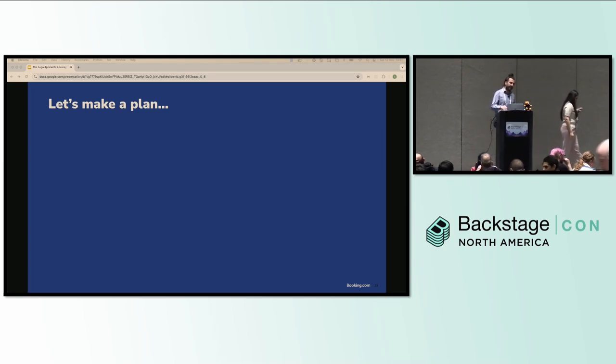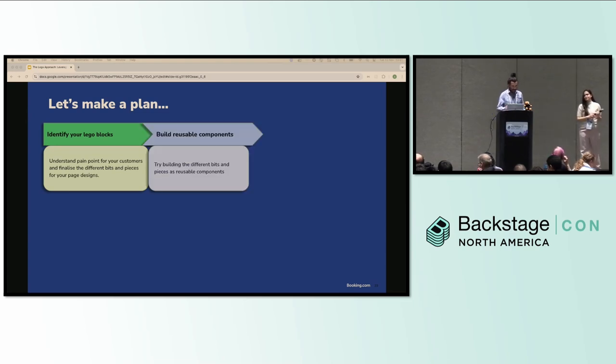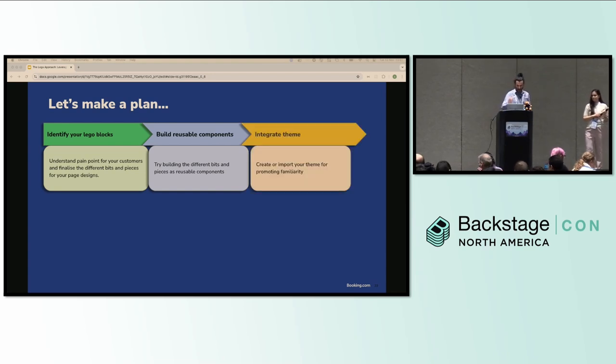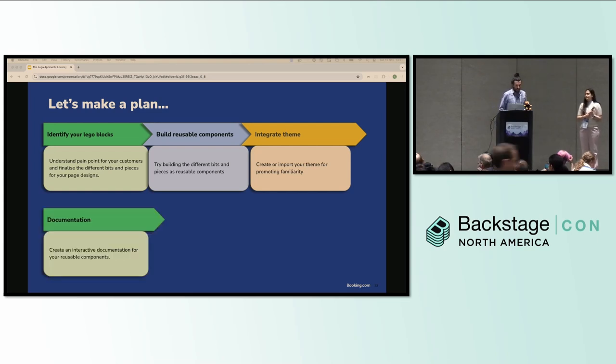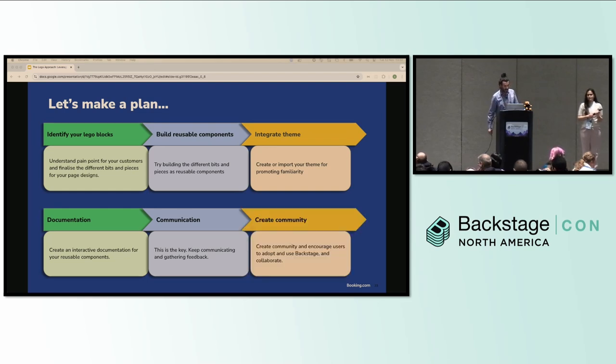Now, let's make a plan and talk about the stages. First of all, you need to understand pain points for your customer. Then try building the different bits, like reusable components. Create or import your company's theme. Create interactive documentation; Storybook can be a good candidate for this one. Communication is the key point. Keep communicating and gather feedback as much as possible. And lastly, create a community, because this will encourage users to adopt and use Backstage.